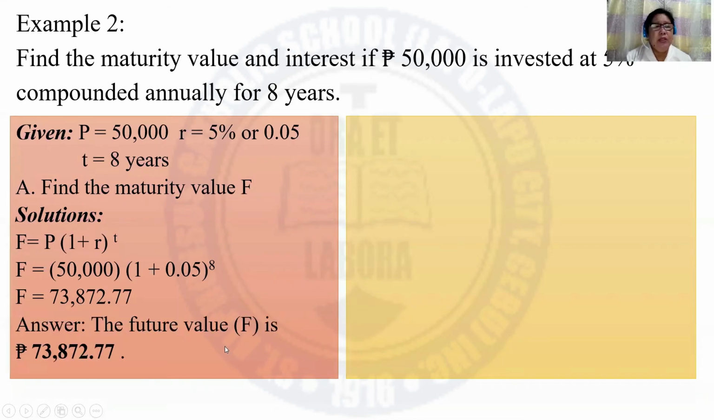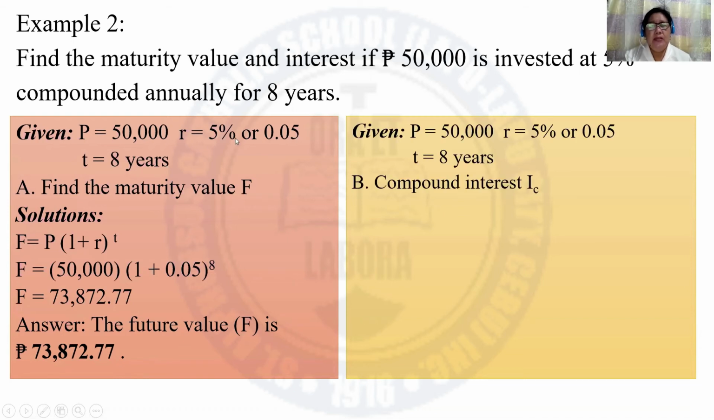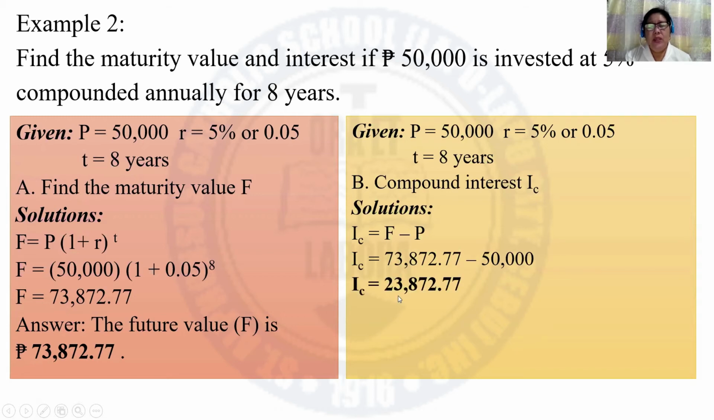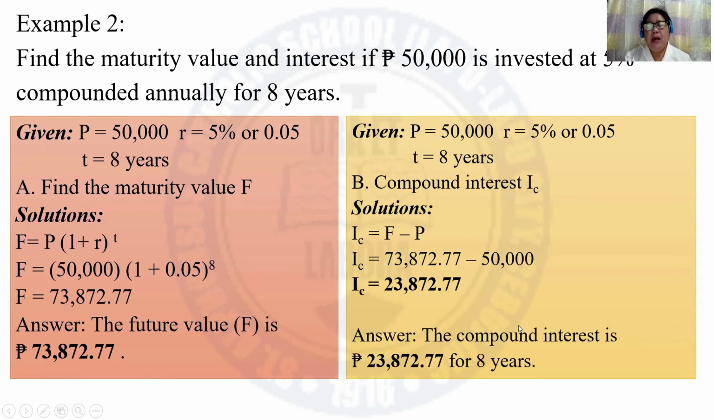The result is 73,872.77. Therefore, the future value is 73,872.77 pesos. For the compound interest, let us have the solutions. The formula is I sub c is equal to F minus P. So substitute, F is 73,872.77 minus 50,000. So the answer is 23,872.77. Therefore, the compound interest is 23,872.77 pesos for 8 years.